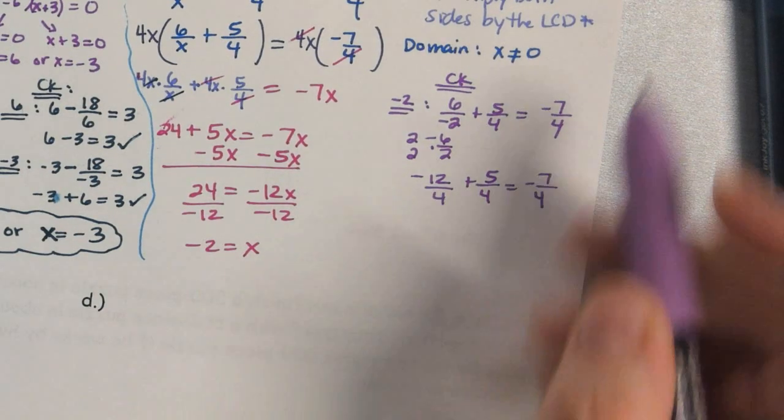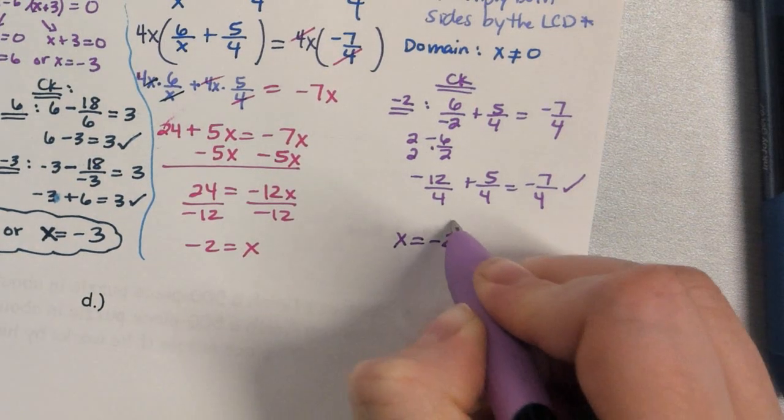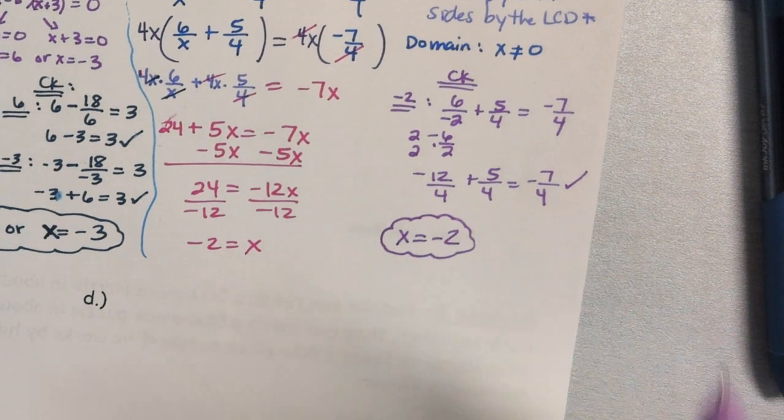All right, and then -12 plus 5 is -7, so yes, that works. So x equals -2 is our solution.